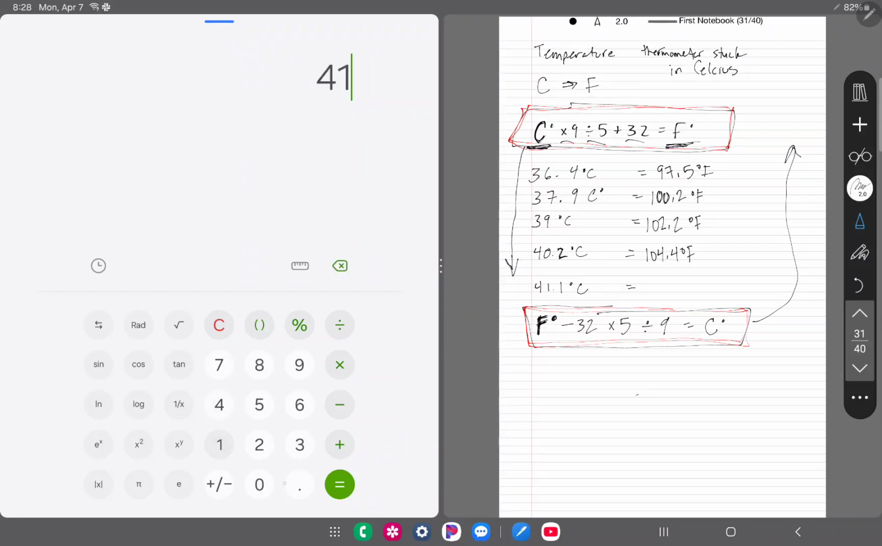Last one, 41.1 times 9 divided by 5 plus 32, and that's 105.98. Or I suppose you just round up, 106 degrees Fahrenheit. Okay. Now, just for fun, what if we went backwards?